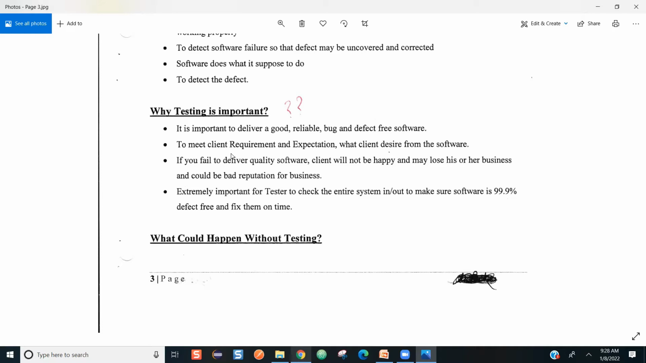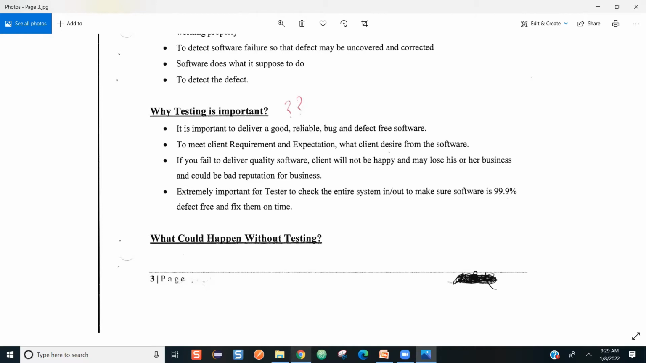To meet client requirements and expectations. And if you fail to deliver quality software, the client will not be happy and may lose their business. It is extremely important for a tester to check the entire software in and out to make sure the software is 99.9% defect-free and fix the defects on time. So here it is important that you test everything.